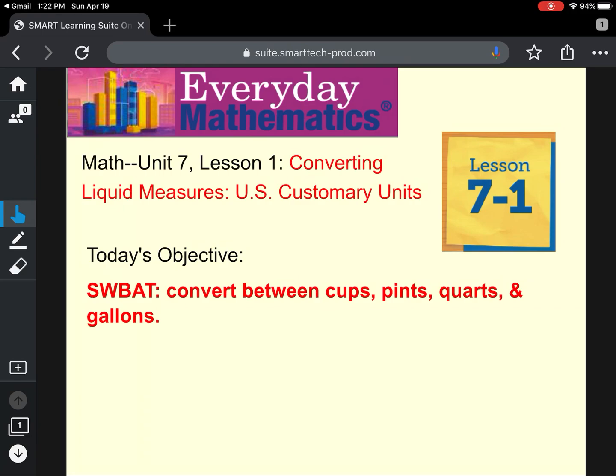Everyday Math series. The topic for today's lesson is converting liquid measures. We're going to be focusing on the U.S. customary units. By the end of today's lesson, you should be able to convert between cups, pints, quarts, and gallons.